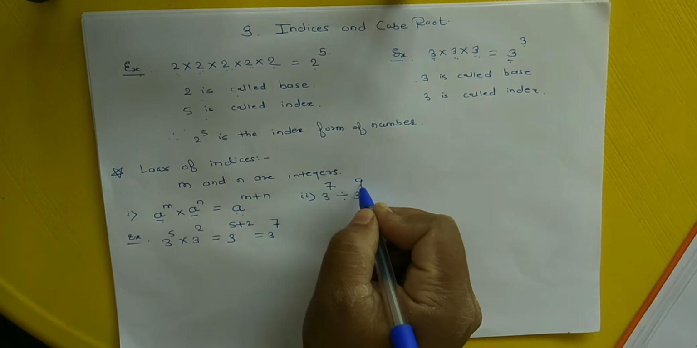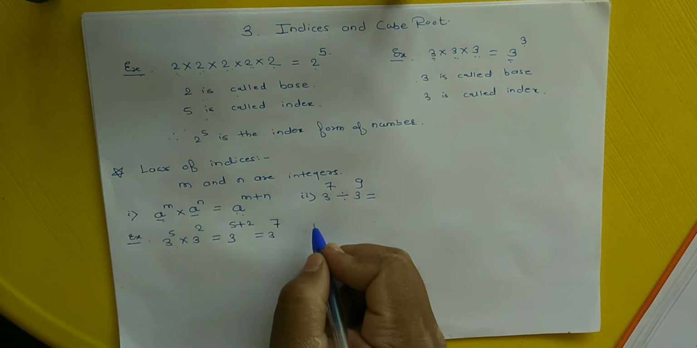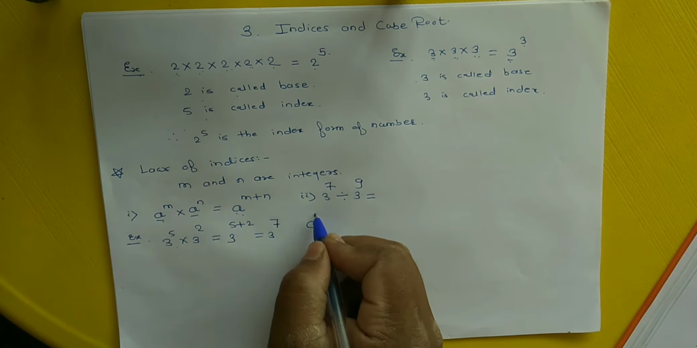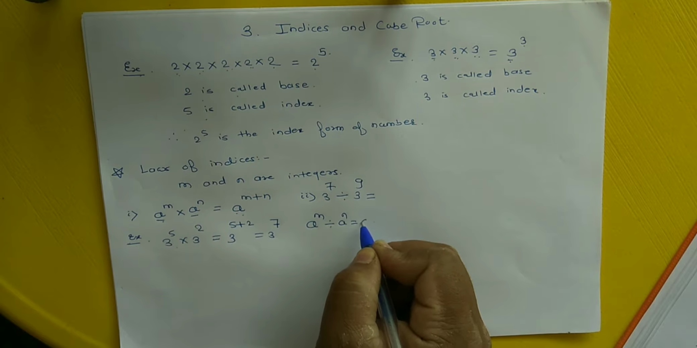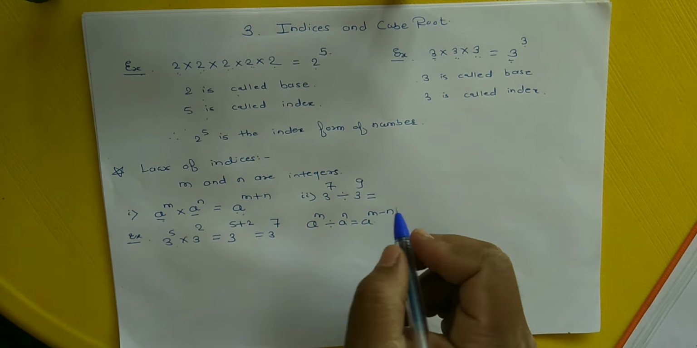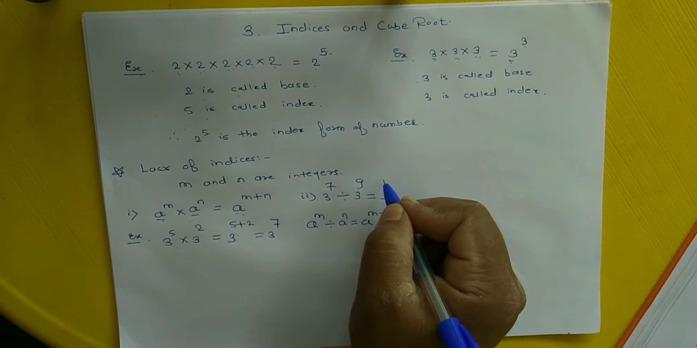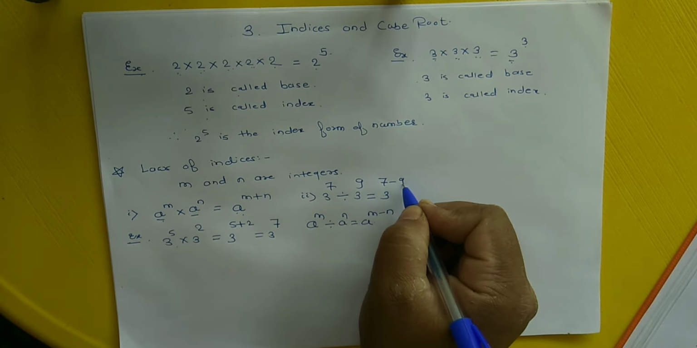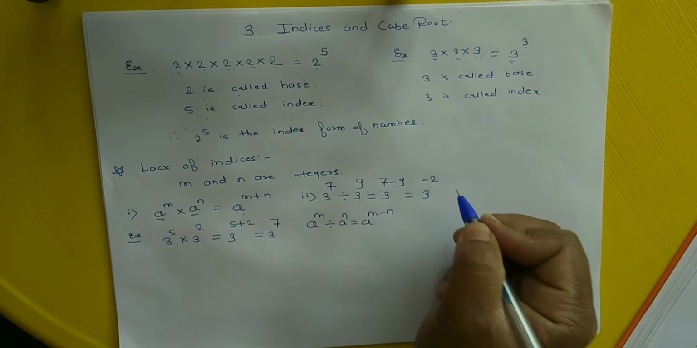Second law: now there is division, 3 to the power 7 divided by 3 to the power 9. What is the second law? a to the power m divided by a to the power n. In this case, the indices are subtracted. Here the base is common, a is 3, and the indices are 7 minus 9. So we can write 3 to the power minus 2.